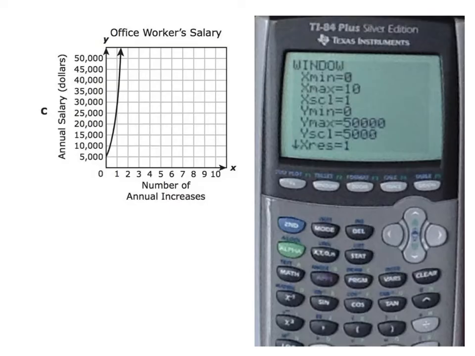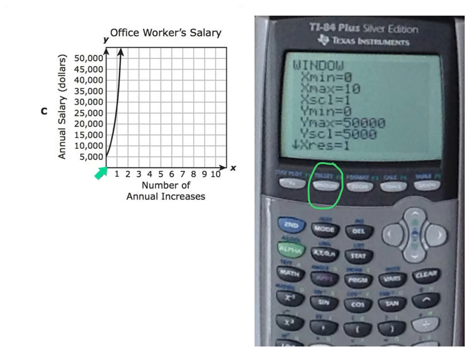So what I'm going to do is work with my window key. So I've pressed window, and I'm going to change my window values so that they match the values on the paper problem. So we're going to start with our x minimum at 0. So the smallest x I want to see is 0, and the biggest I want to see is 10. So my minimum I set at 0, my maximum I set at 10, and each one of these boxes is worth 1. So I put my scale to 1.